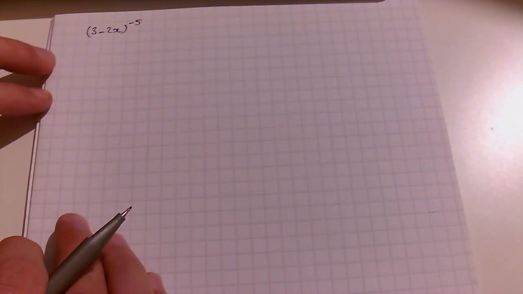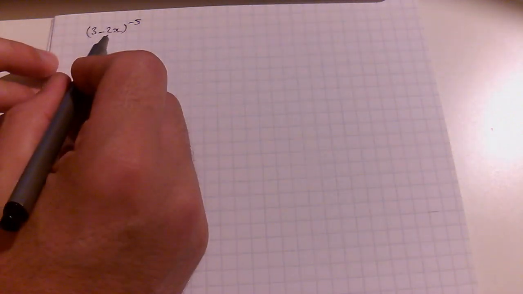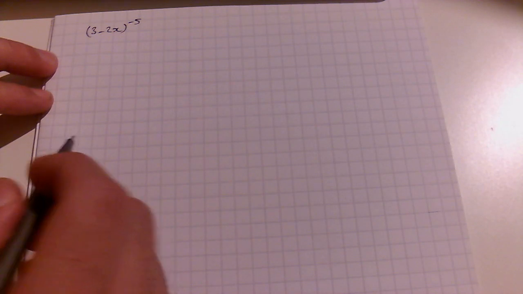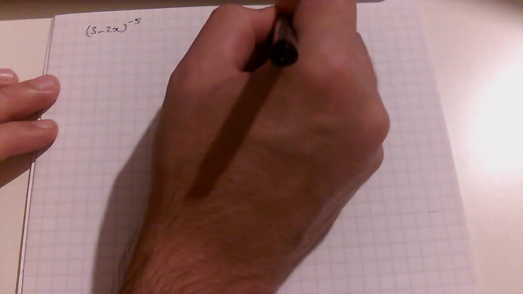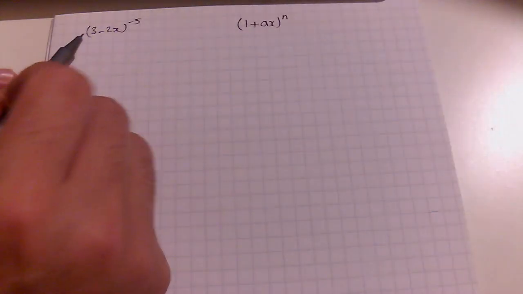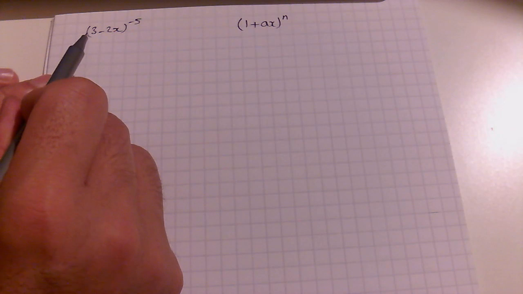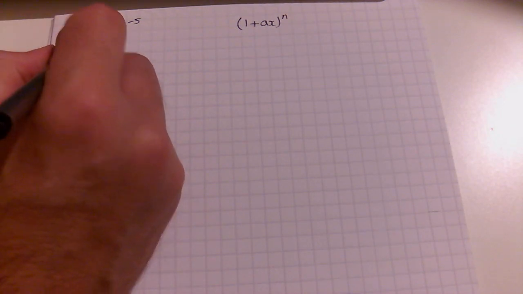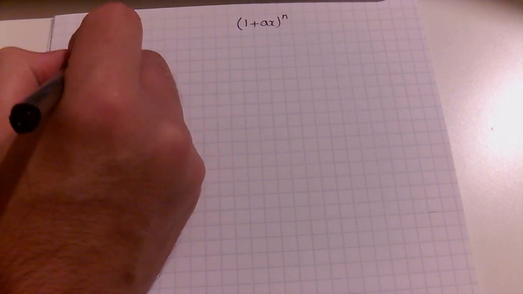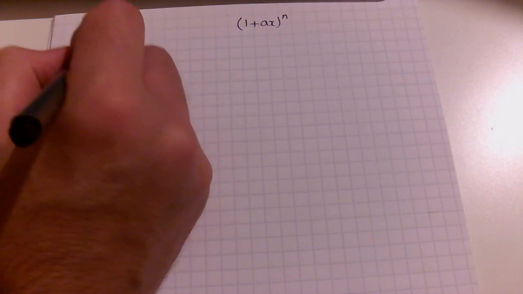Find the first three terms in ascending power of x of the binomial expansion of (3 - 2x)^(-5), giving each term in its simplest form. Okay, first of all, the expansion is not in a standard form. The standard form should be (1 + ax)^n. However, it's not 1 plus, it is 1 plus or minus. It is 3 minus 2x.